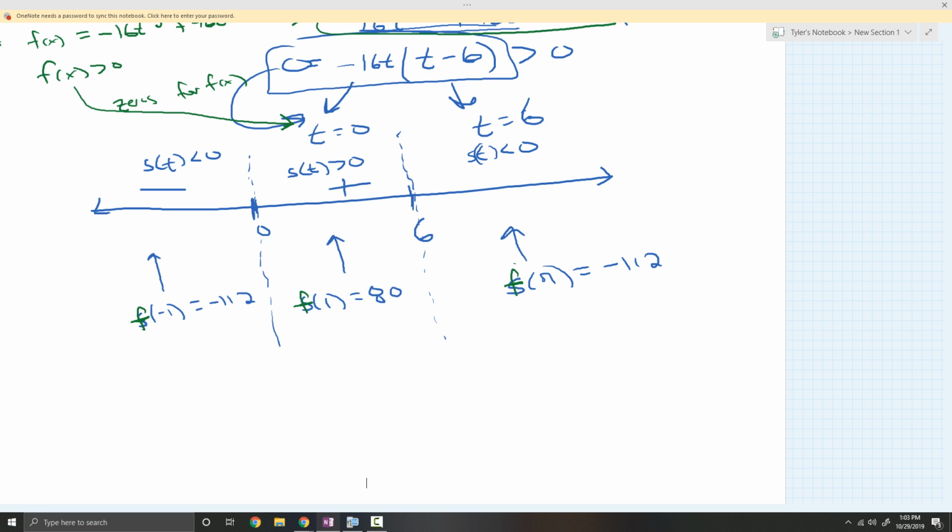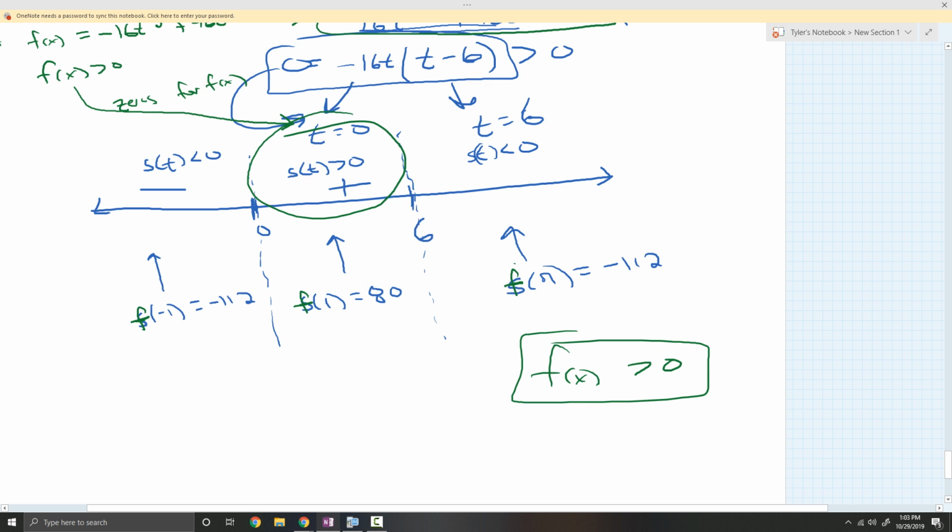But remember what we're trying to find is when is f of x bigger than 0. That's ultimately what we're trying to find. So in other words, when is it positive? And that's in this range. So my solution set would be 0 to 6, not including 0, not including 6. So this would be the solution in interval notation. If you wanted to use set builder notation, we would say any x such that x is in between 0 and 6. So you could show either one of those.